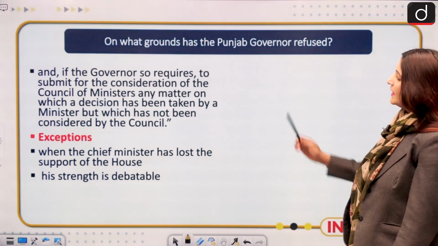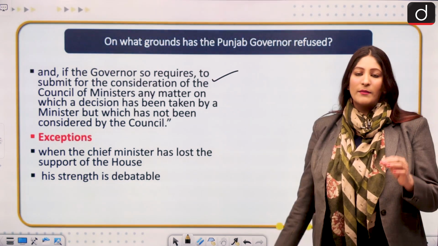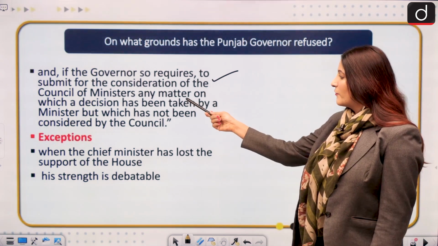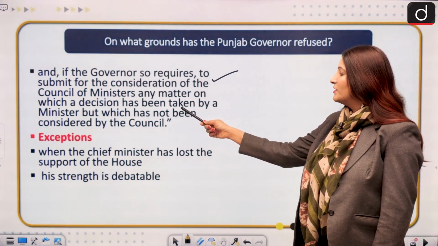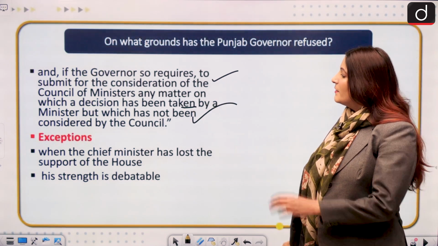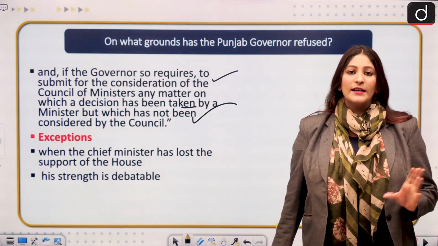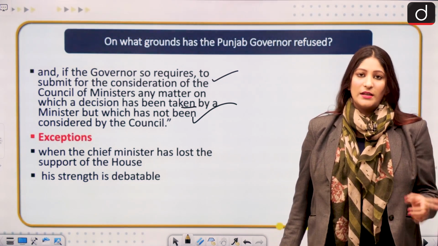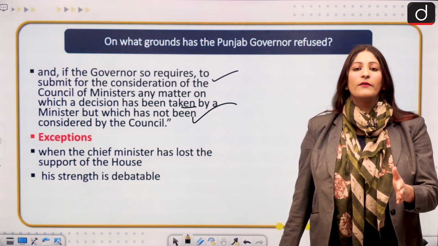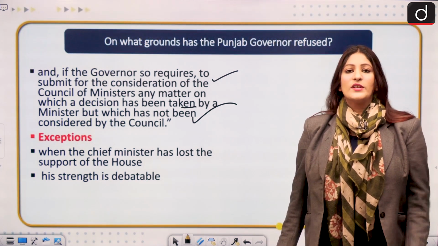And if the governor so requires, the Chief Minister must submit for consideration of the Council of Ministers any matter on which a decision has been taken by a minister but which has not been considered by the council. So we can say this is a give and take relationship of information between the CM and the governor. And when there is a lack of exchange, these sorts of disputes happen.